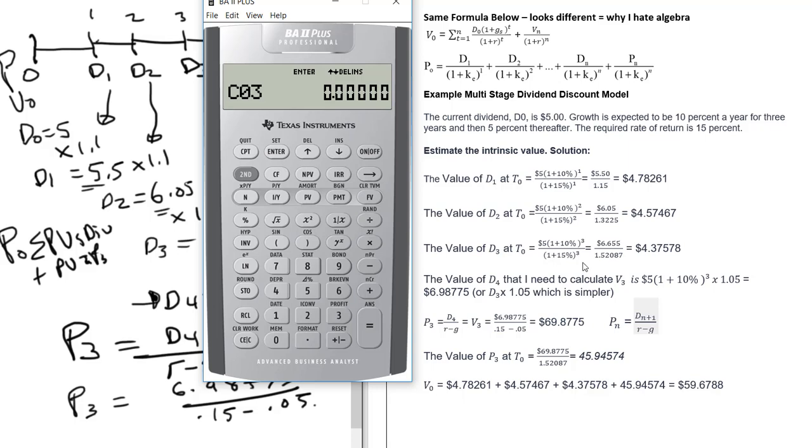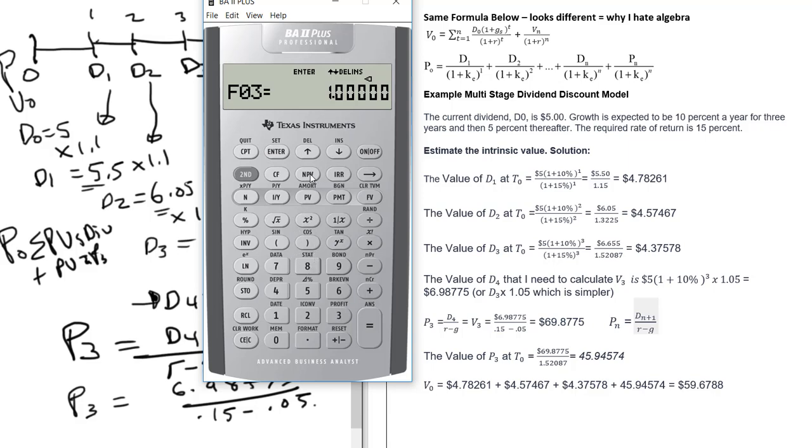Arrow through it. C3, now we're going to combine because the third cash flow is D3 and P3. So it's 6.655. That's the D3 plus the P3 we have down here, 69.8775. Okay. So that equals $76.53, which is the third dividend, 6.655, plus 69.8775. So we're going to hit enter, arrow down. Frequency on that is only once.